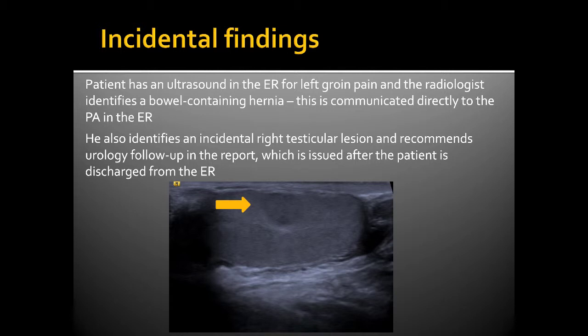During the malpractice case, the radiologist said that he had communicated both the hernia and the testicular lesion to the PA in the ER by direct communication, but his report did not document this communication. The PA said that he only communicated the hernia, and in her documentation, she noted that he only reported the hernia. This case was settled, and the radiologist was considered negligent.